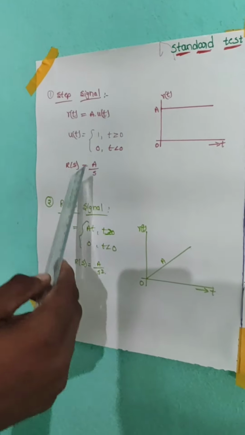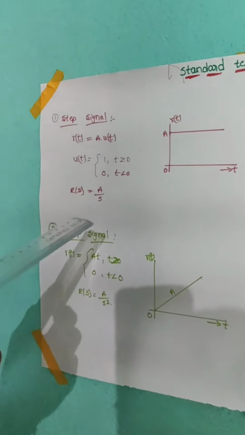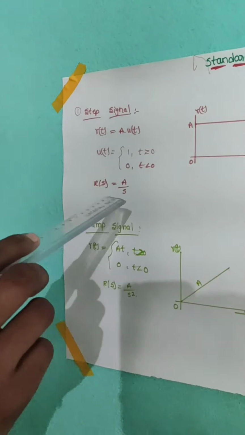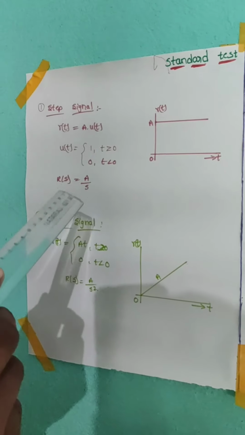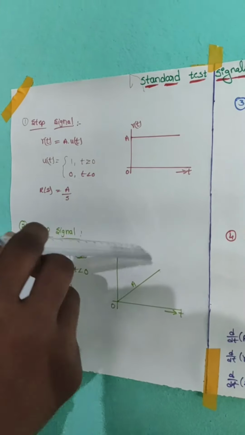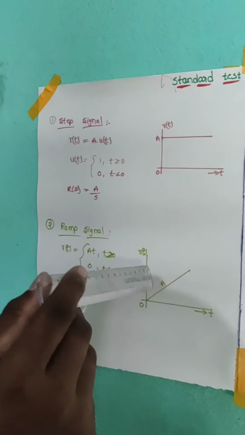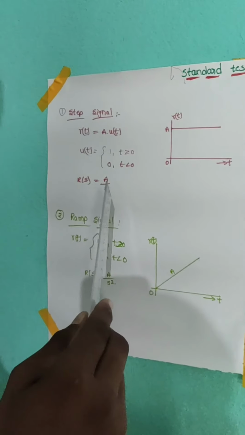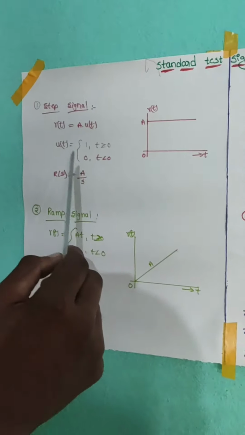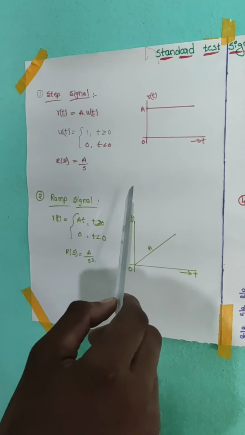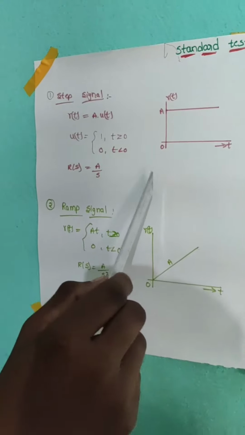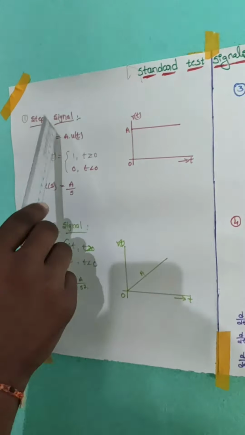This step signal is very useful in testing a control system. When the step signal is given to the input of a control system, the amplitude of the step signal is suddenly changed. Then the performance of the control system is evaluated by the step signal.